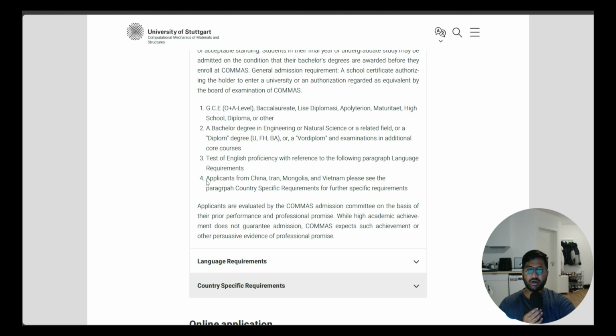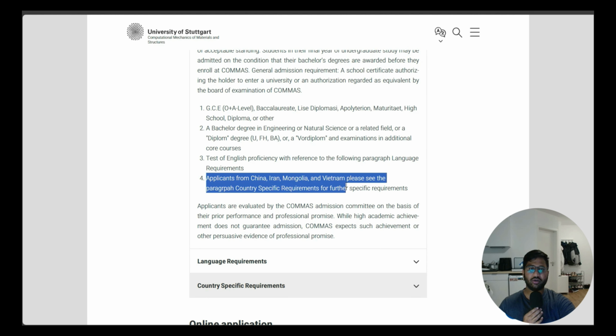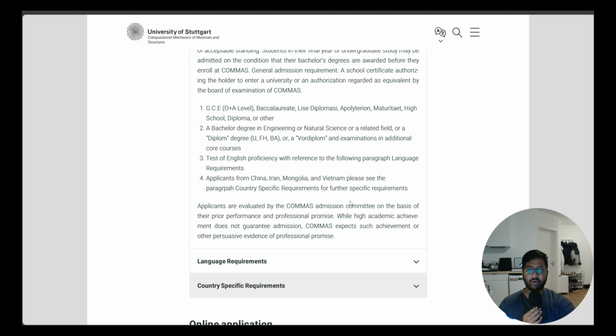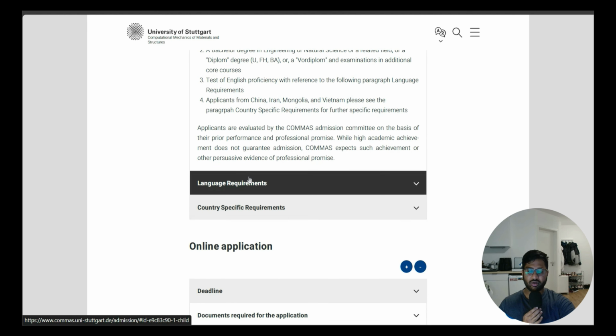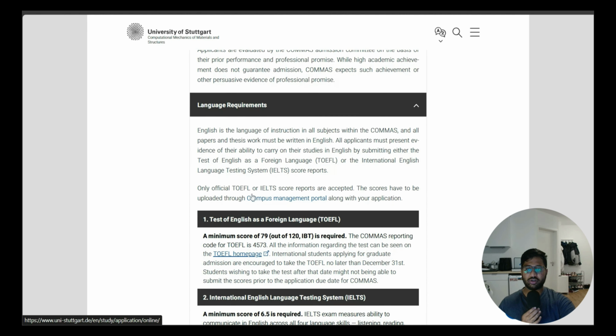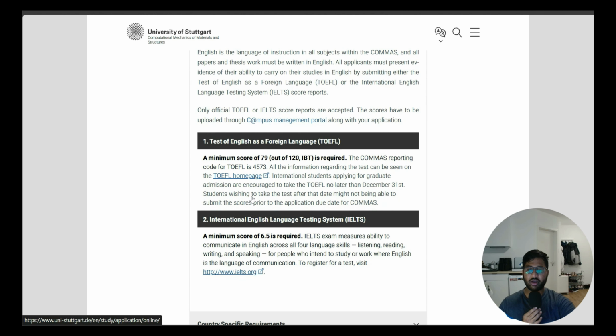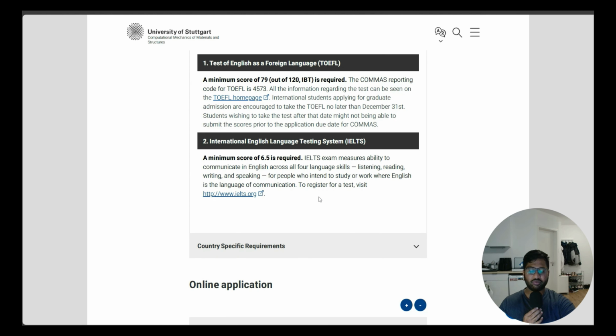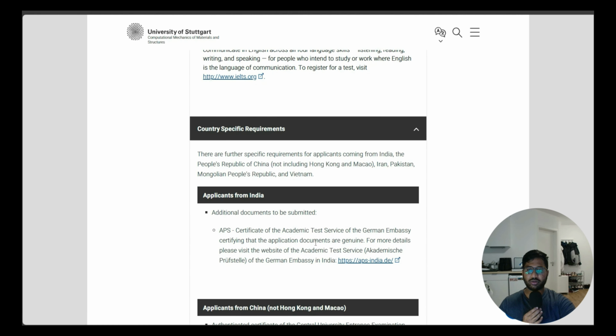But for country specific, China, Iran, Mongolia or India also, as of now, we need to have an APS certificate to be submitted. Then the language requirement we already saw. You need to have IELTS minimum of 6.5, or TOEFL 79 is required, which will be B2. Then country specific, which will be APS, which we already talked about.